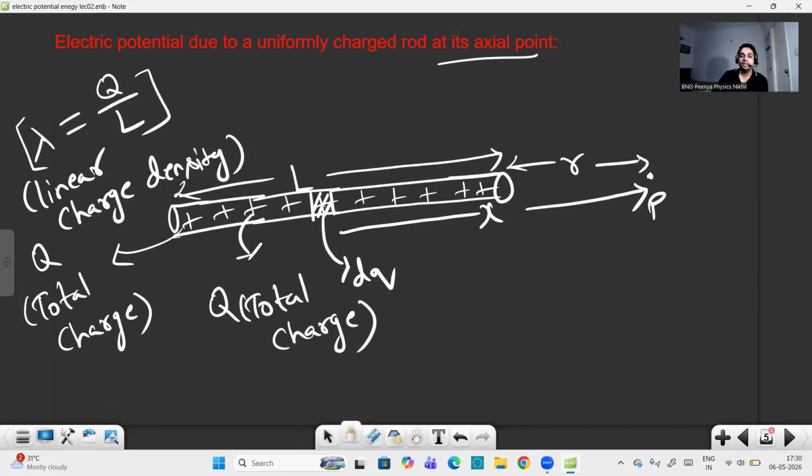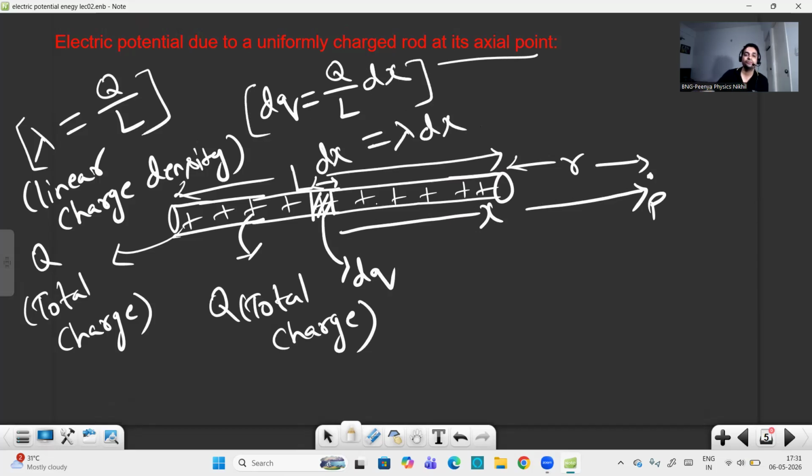Here, dq is the charge on dx length. So it can also be written as: total charge per unit length is Q by L, and dx length means it will be multiplied by dx. That is dq. It can also be written as lambda dx.